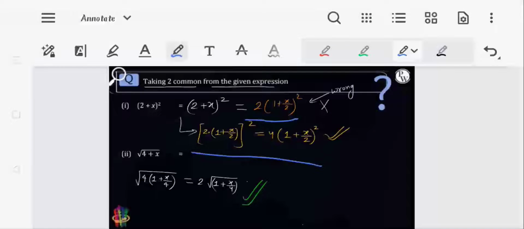Alright, now if we solve this equation, it's like under root 4 plus x under root. This is how it has to be done. Under root 4 is equal to 2. That's why the 2 is taken out as a common, and x by 4 is divided with 4. Alright, so this is a very simple calculation.